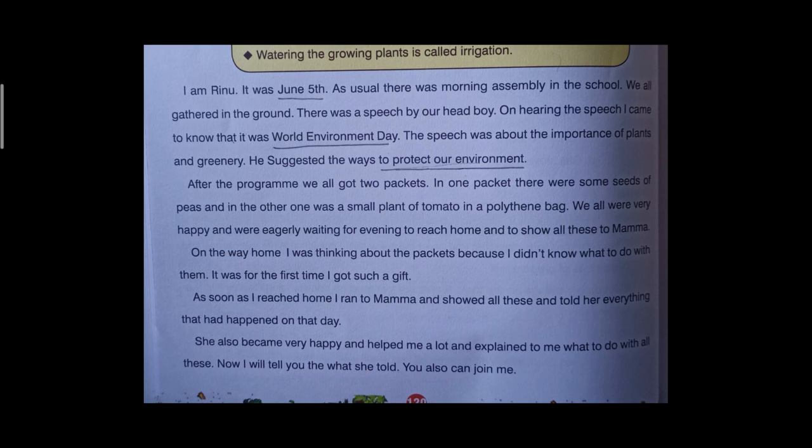After the program, we all got two packets. In one packet, there were some seeds of peas, and in another one, there was a small plant of tomato in a polythene bag. We all were very happy and were eagerly waiting for evening to reach home and to show all these to Mama. On the way home, I was thinking about the packets because I didn't know what to do with them. It was for the first time I got such a gift.